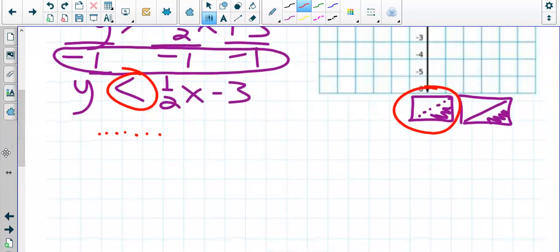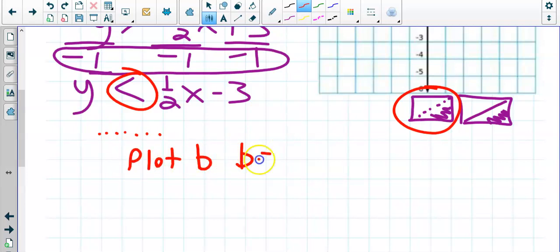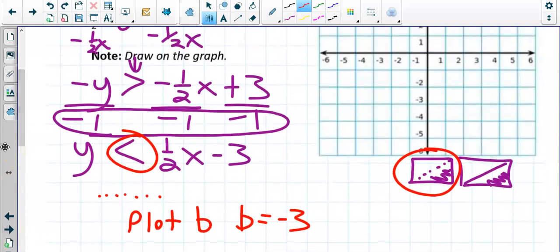This is just like graphing that we did before, right? Basically, I think it was the second problem we had. So how do I start to graph this? What are we going to do first? That's right, plot B. Plot B, which you told me B is a negative 3. So I'm going to go up to my graph. I'm going to put a dot at negative 3. Right there. That's Google Maps finding us.